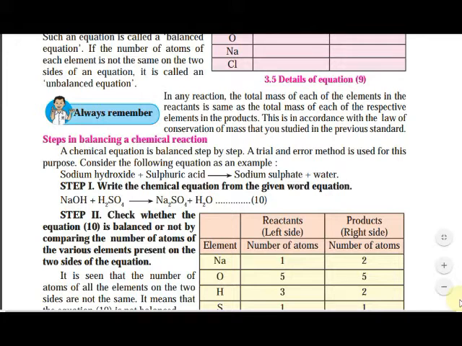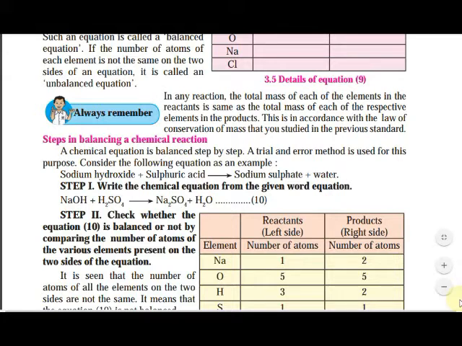Now, how to balance a chemical equation. Steps are given over here. So go through the steps and see what I am telling now. A chemical equation is balanced step by step. A trial and error method is used for this purpose. Consider the following equation as an example.